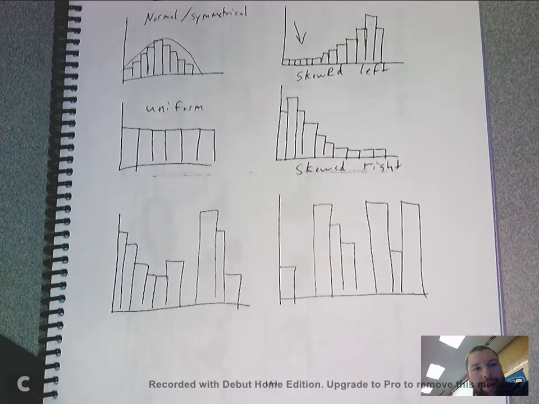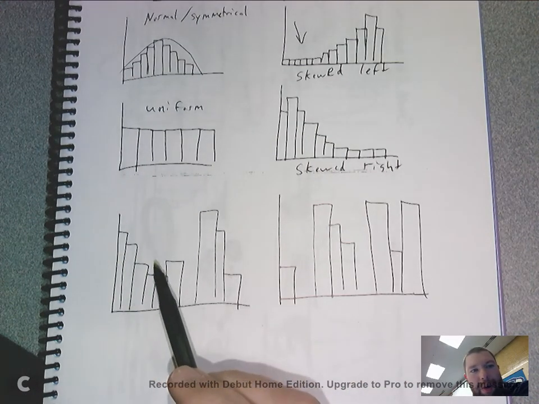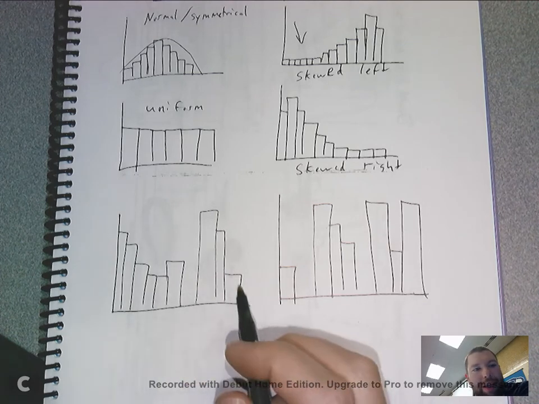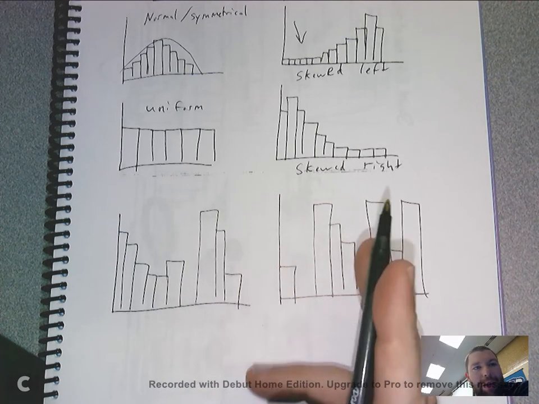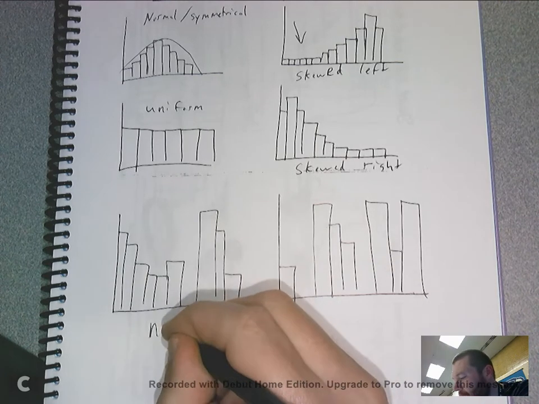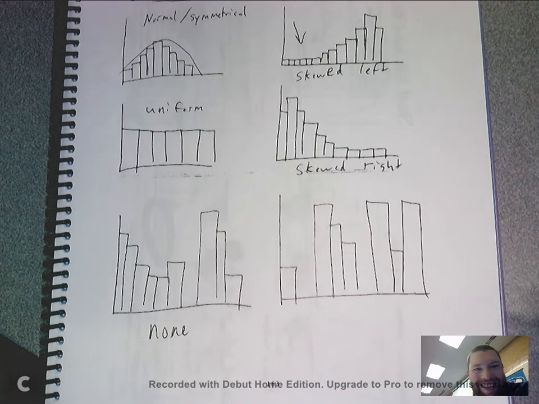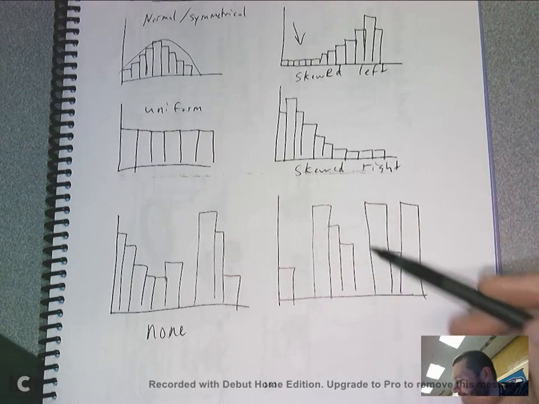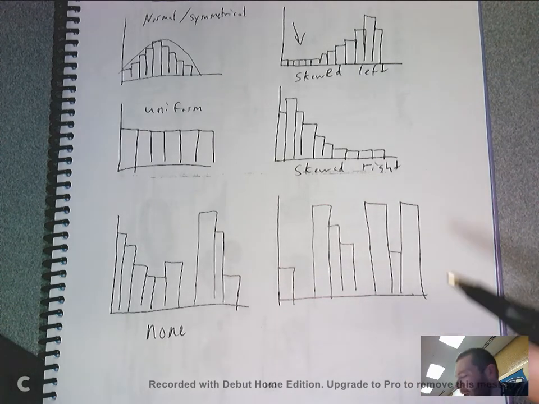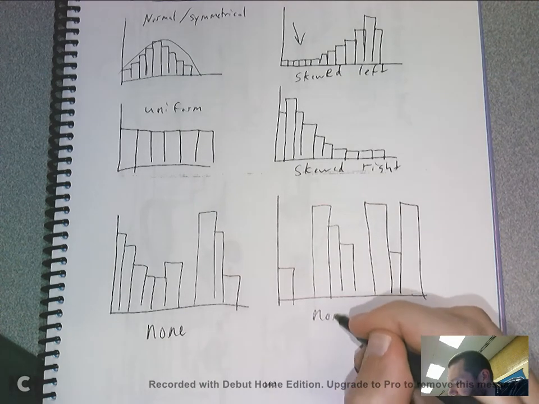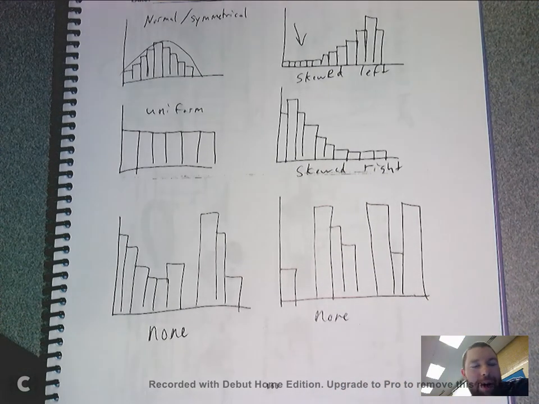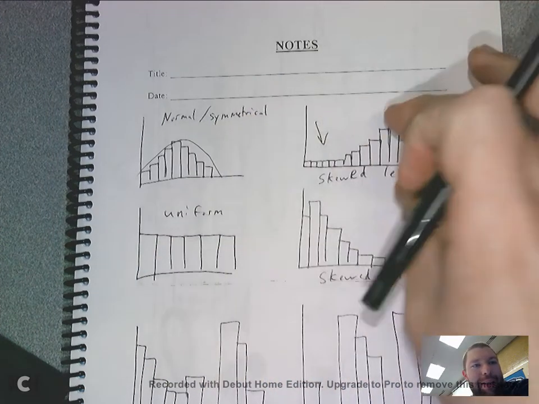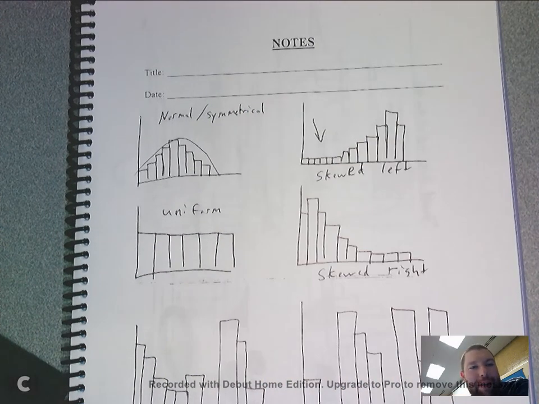And then this one, it goes down and then up and down. It's got a missing chunk. There's no real pattern to this one, so this is none. And same with this one, you've got missing chunks, goes up, down, up, down, and that is none. No pattern at all. It has to be one of these up here to have one of these patterns.